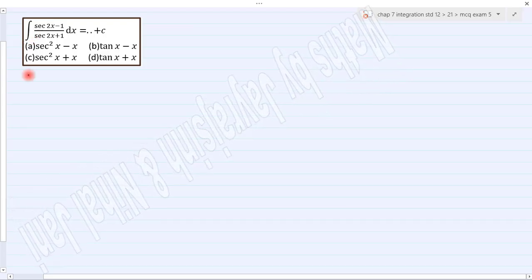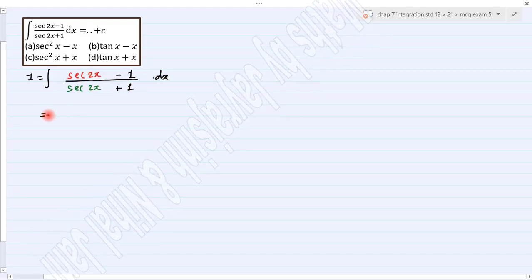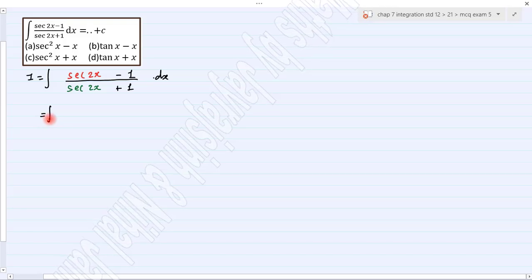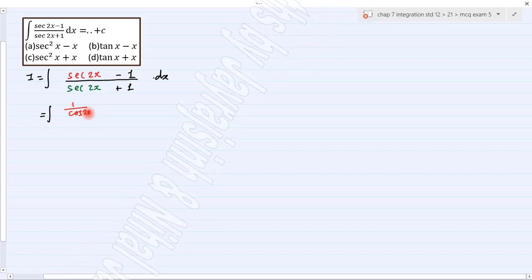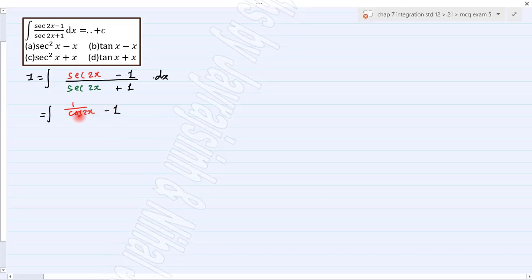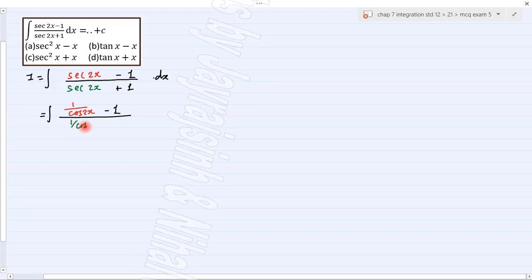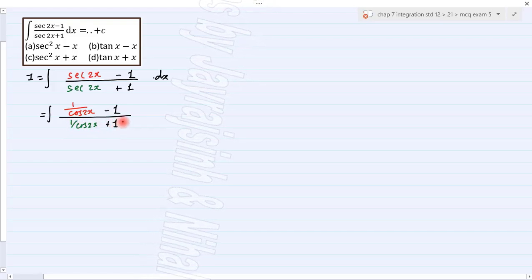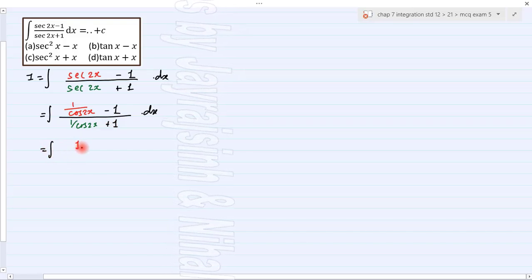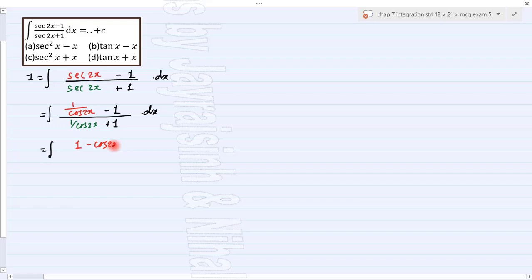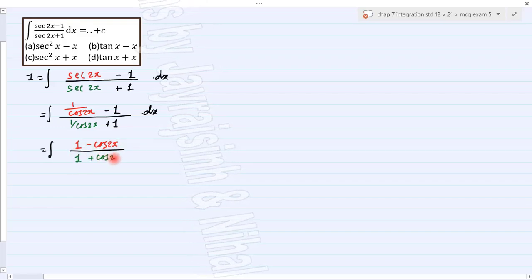Here we have to integrate (sec 2x minus 1) upon (sec 2x plus 1). To simplify, let's convert sec into 1 upon cos 2x. So we will get (1 upon cos 2x minus 1) upon (1 upon cos 2x plus 1). If we take the LCM, we will get 1 minus cos 2x upon 1 plus cos 2x.